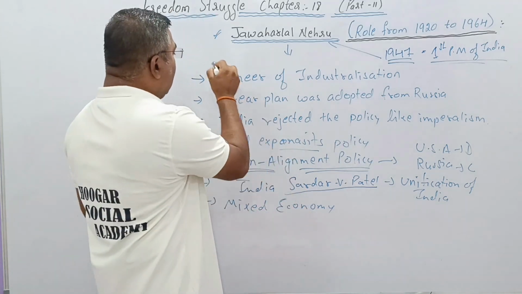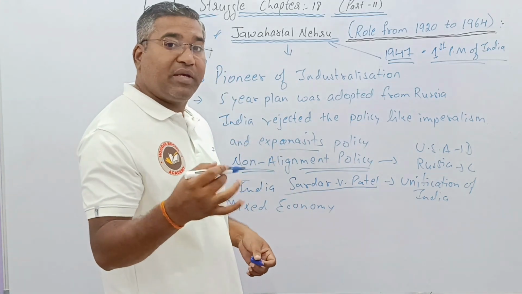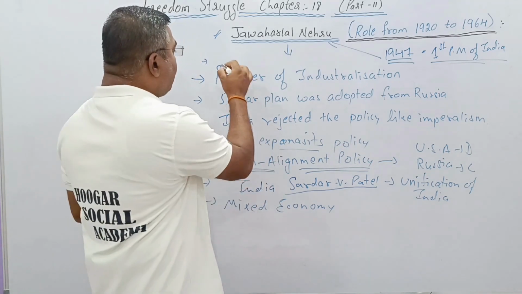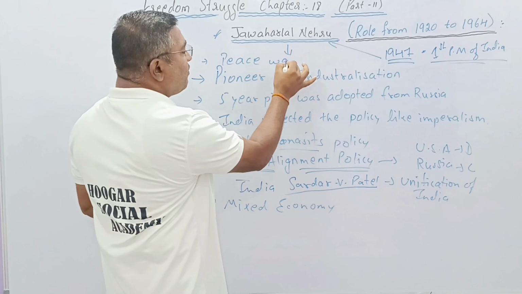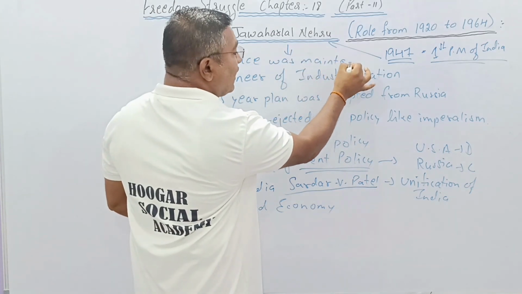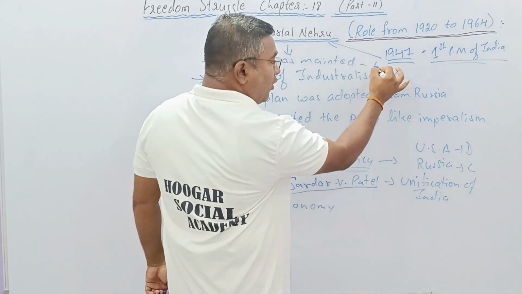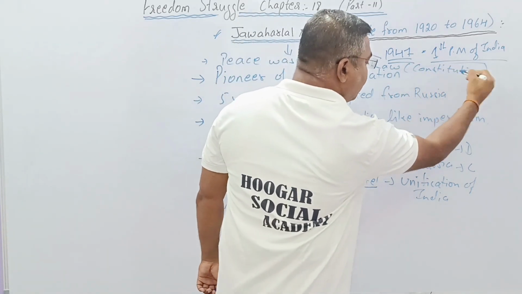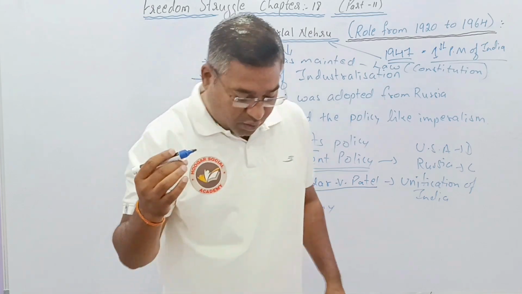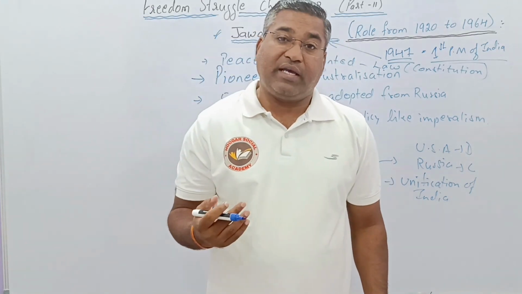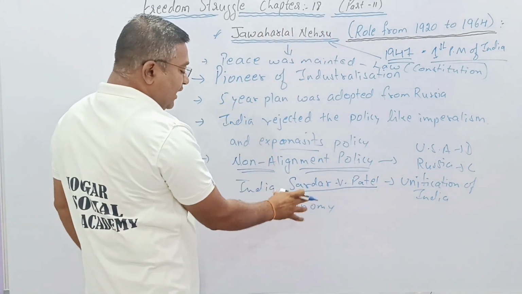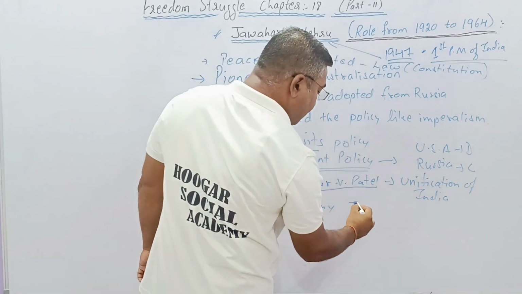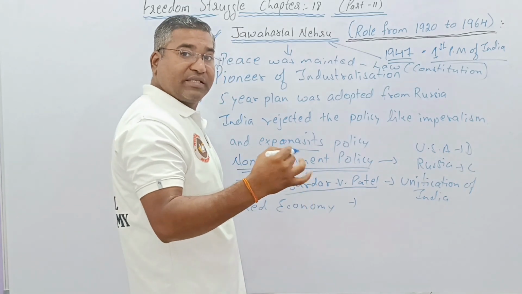Moreover, Dr. Bhimrao Ambedkar was made the first law minister of India. Proper peace was maintained throughout the country with the laws framed in the constitution. So in this way, many works were done under whom? Under Jawaharlal Nehru, being the prime minister.